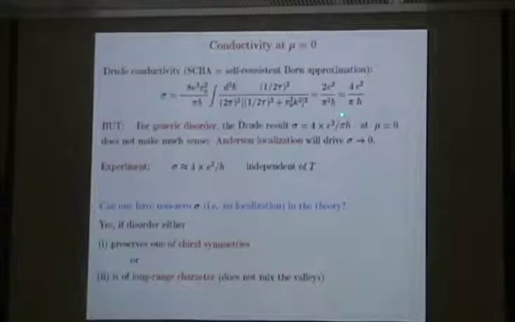So the question: can one still have conductivity which is not localized, which remains something like this, maybe with some different number, which means preventing localization? And it turns out that this may happen for special types of disorder. In particular, it happens if disorder preserves chiral symmetries, or one of the chiral symmetries, or is of long-range character, which means it does not mix two layers. So for these two classes of situations, we know that there will be no localization, and I will comment on this.